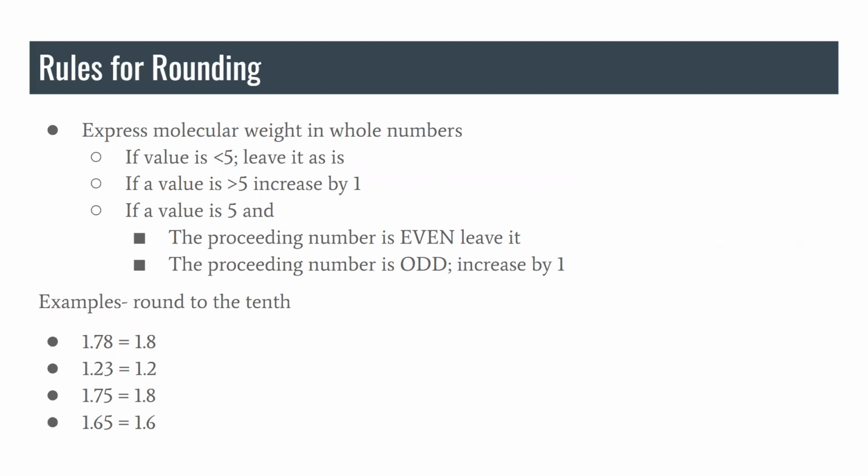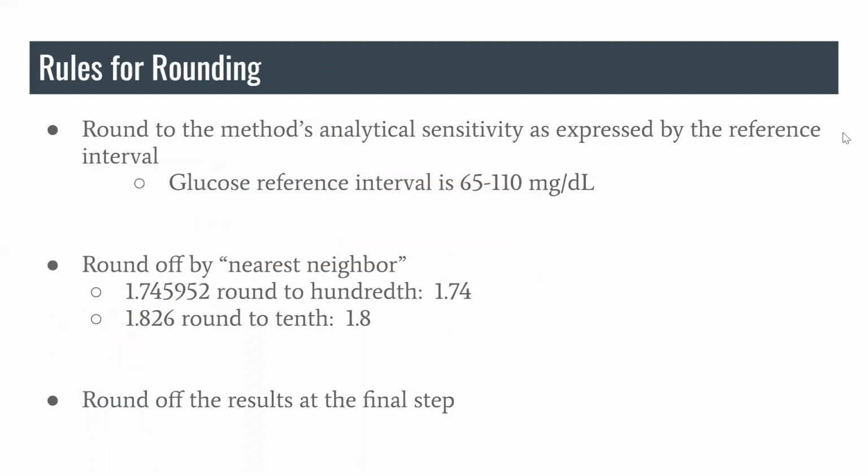A couple of rounding rules. If a value is less than 5, you leave it as it is. And if a value is greater than 5, we increase it by 1. If a value is 5 and the preceding number is even, we're going to leave it alone. If the preceding number is odd, we're going to increase it by 1. There are a few examples there rounding to the 10.